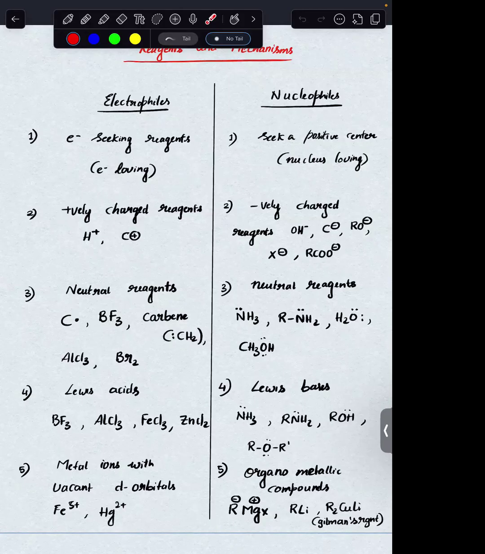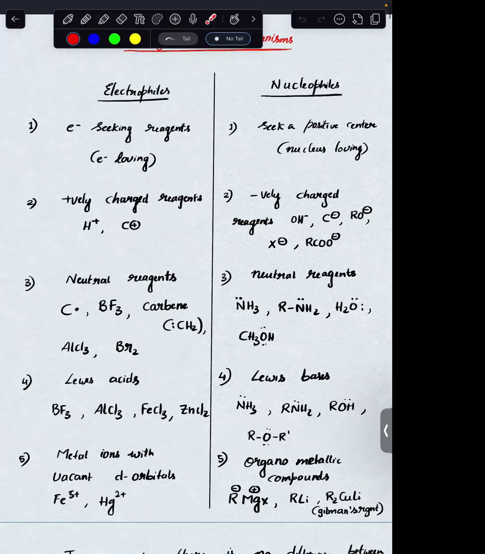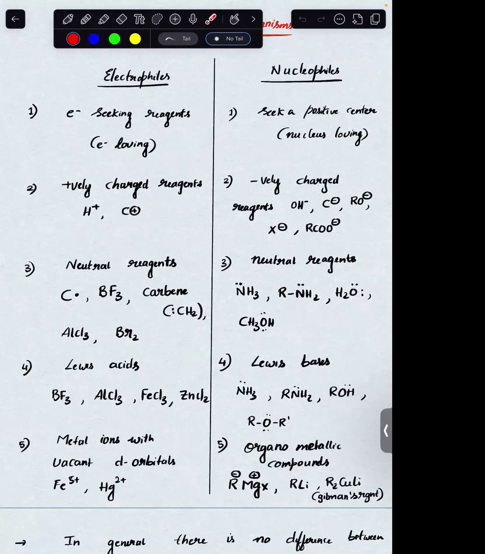But all of the positively charged species may not be acting like electrophiles. Reason being, if their octet is already complete, if they cannot accept a pair of electrons, then in that case, they may not be acting like an electrophile. We have seen such examples as well, right? And nucleophiles, in general, are negatively charged species like OH minus, carbanion, RO minus alkoxide, halide, carboxylate. Negatively charged species are nucleophiles.